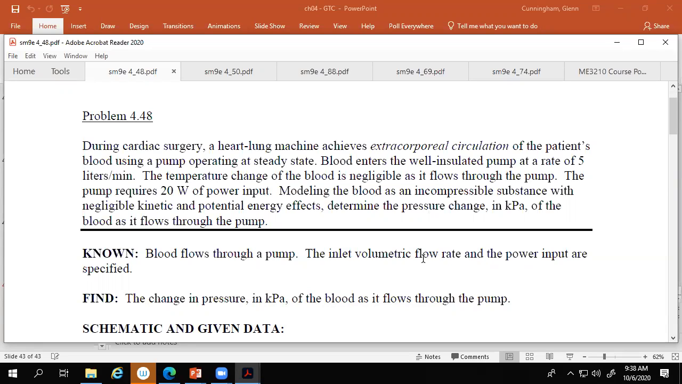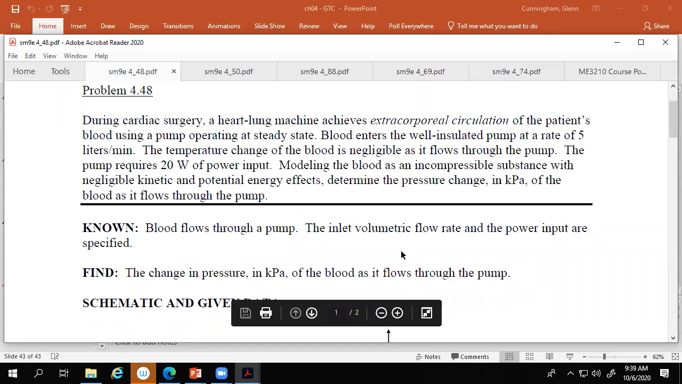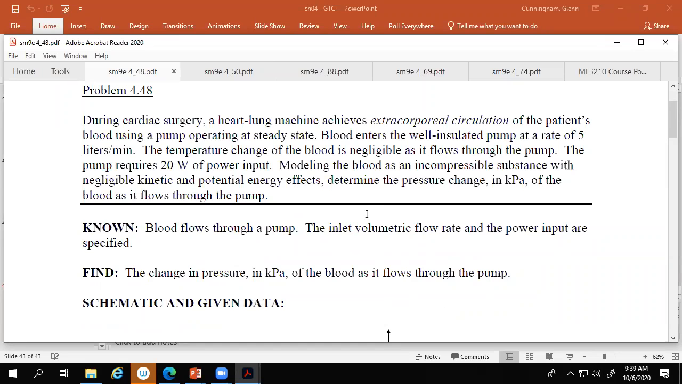Okay, so we're trying to have an example of at least one on all of these different types of components. You certainly have problems assigned, but I don't have time in class to go over all of these. But 4.48 is a pump situation, and it's kind of interesting. I don't know if we have medical aspirations. During cardiac surgery, a heart-lung machine achieves extracorporeal circulation. That means there's a pump pushing the blood through your body. I didn't realize I'd read extracorporeal. What in the world is that? But when you read the rest of the problem, you go, oh, that's what that means.